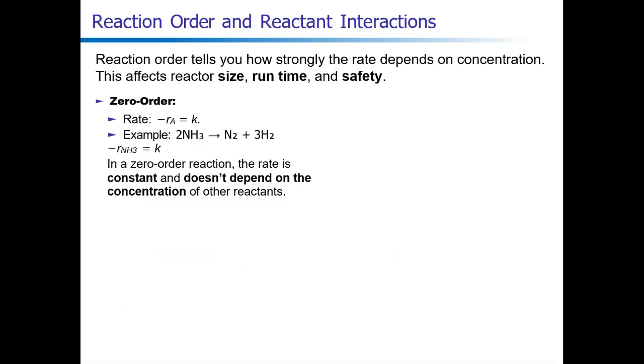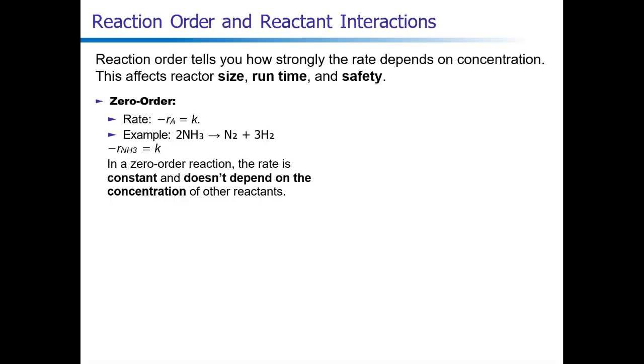Let's start with zero order reactions. In these reactions, the rate is completely independent of concentration. That means even if you increase the amount of reactant, the reaction won't speed up. This usually happens when the reaction is limited by something else, like a saturated catalyst surface, where all the reactive sites are full.